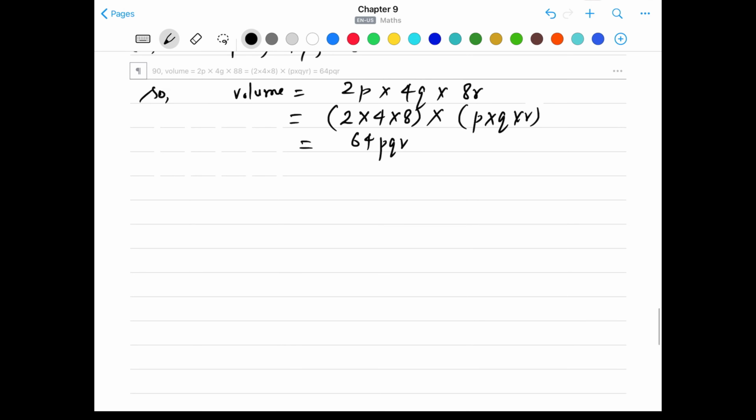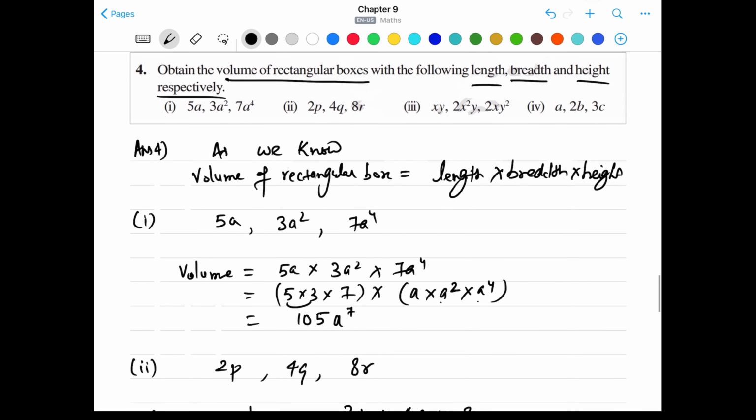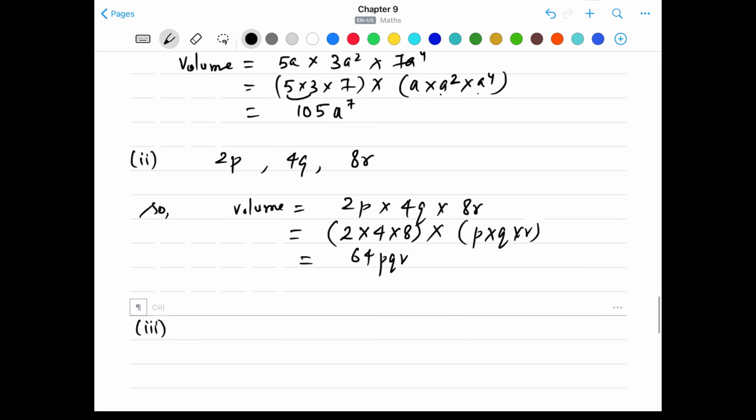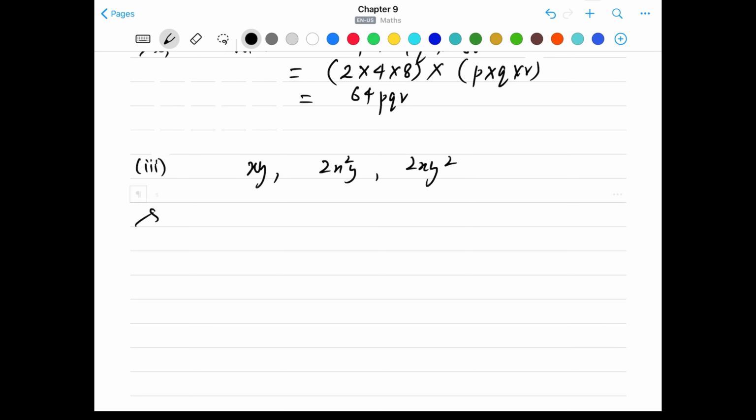Okay, let's come to the third one. Here we have xy, 2x square y and 2xy square. So first we have xy, then 2x square y and 2xy square. So we'll write, so the volume will be equals to xy into 2x square y into 2xy square.